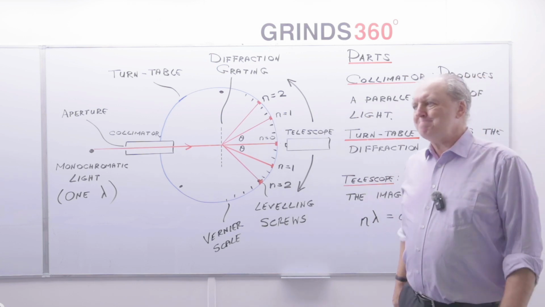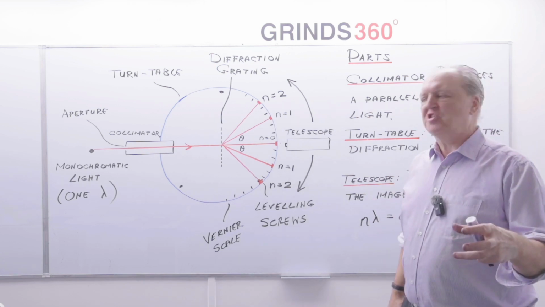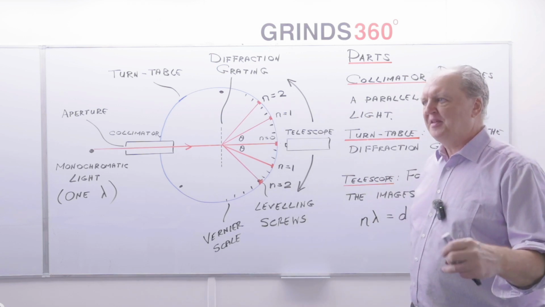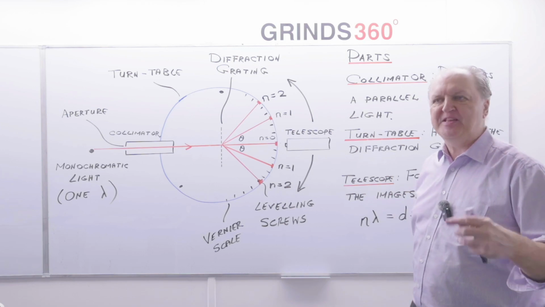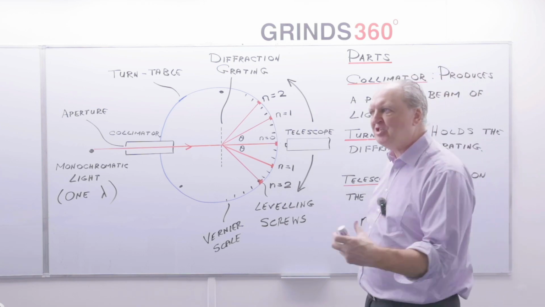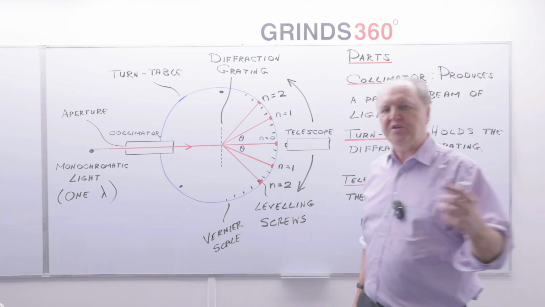Okay, so that's a very, very short lesson. And the next thing you should do after doing that lesson is the experiment, which is L5, to measure the wavelength of light using a diffraction grating.